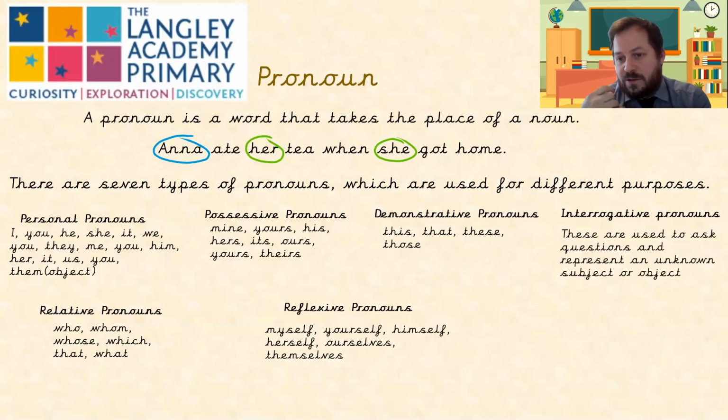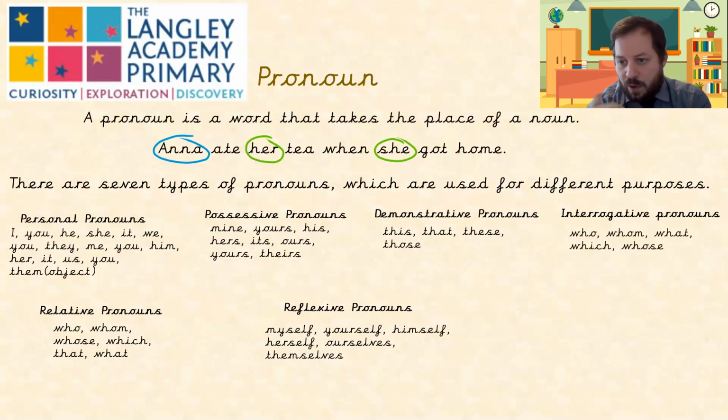Interrogative pronouns are used to ask a question or represent an unknown subject or object. So very much like we had a determiner, which is an interrogative determiner, we can also have an interrogative pronoun, and these are things like who, whom, what, which, and those. And you can see that these link quite closely with relative pronouns. Relative pronouns is when you add that information into a sentence. An interrogative pronoun was when you're asking the question, trying to get that information.